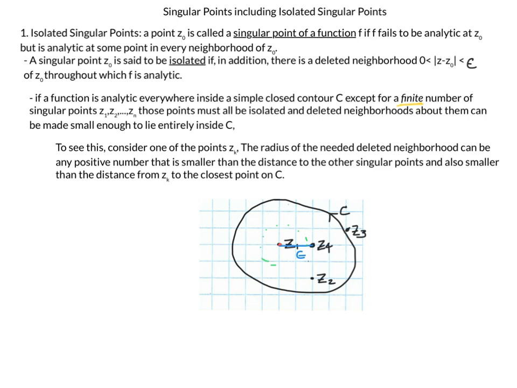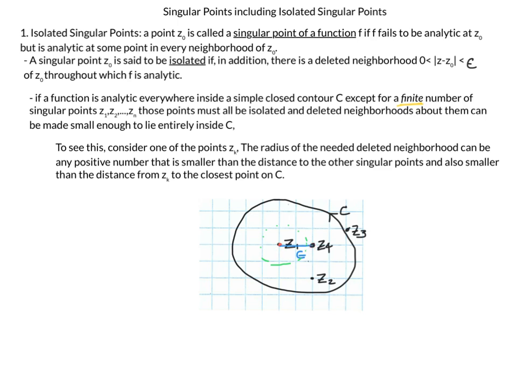one other thing to consider, that was a really bad circle. The other thing to consider is our curve, and also the radius must be smaller than the distance from z sub k to the closest point on C. In this case, the closest point on C is maybe this point. So this distance is smaller than the distance to the curve C. So we could choose any epsilon for our radius less than the distance between z1 and z4.